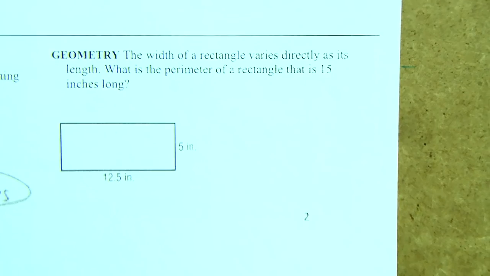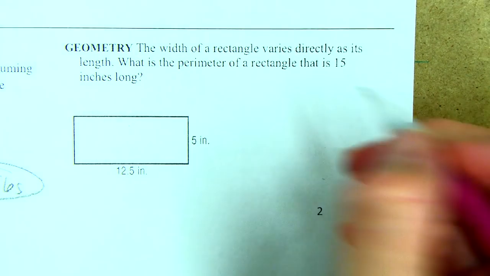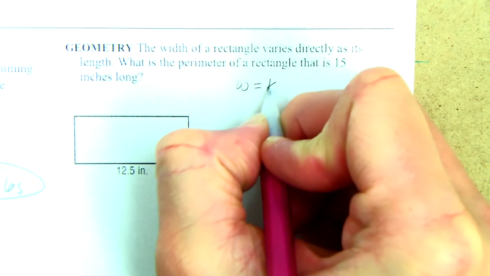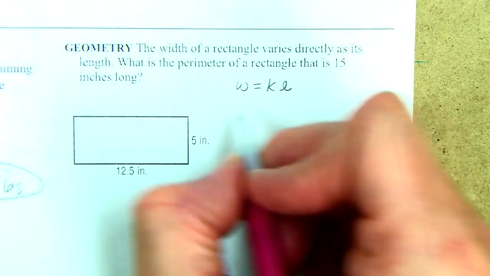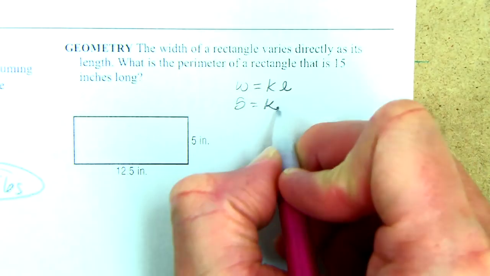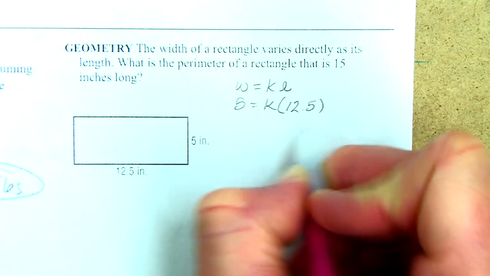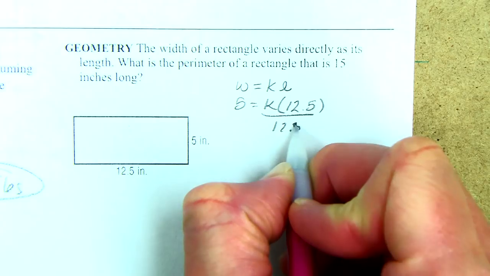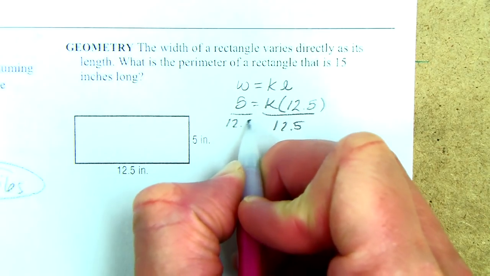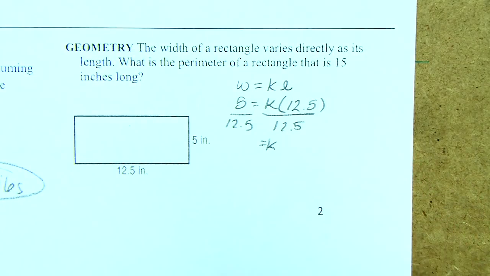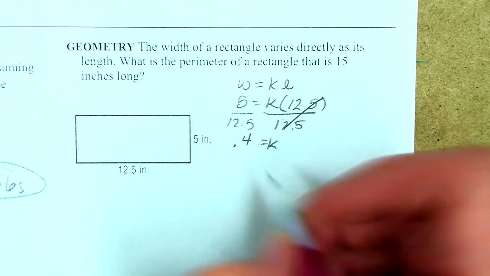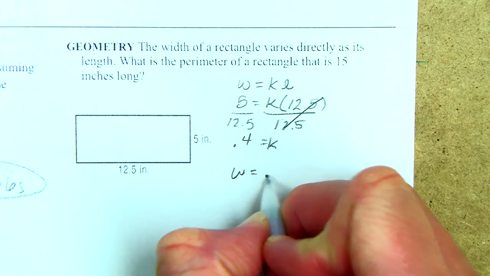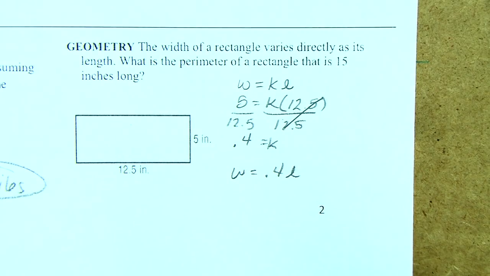Same thing for this last geometry question. The width of the rectangle varies directly to the length, so I'm going to write this. Down here, my width is 5. My length is 12.5. So when I solve, now typically I'd say leave it as a fraction, but I got a decimal inside of it, so I'm going to go ahead and leave it as a decimal, 0.4. So width equals 0.4 times length.